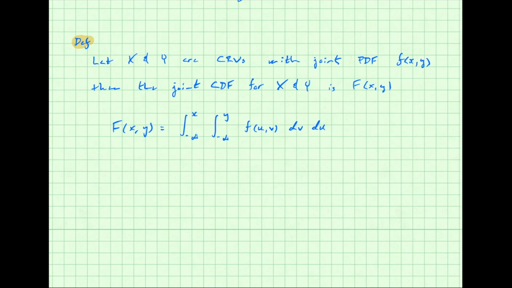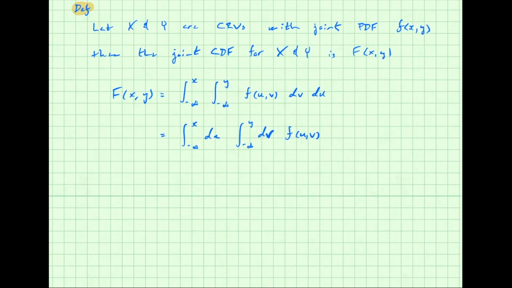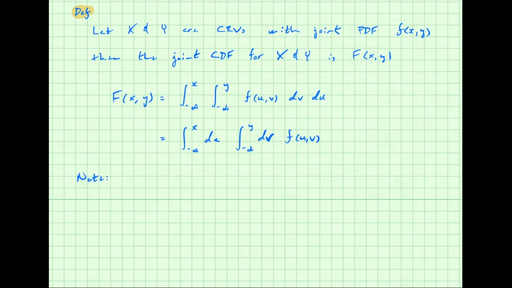So in my notation, I think this is easier: minus infinity up to x du, minus infinity up to y dv, and then f of u and v. So there's fewer hurdles for writing this down, less room for confusion. And then I'm just going to point out a thing you can get from the fundamental theorem of calculus. So if capital F is the integral of little f, then little f is going to be some kind of derivative of capital F. And so I'll just write this down.